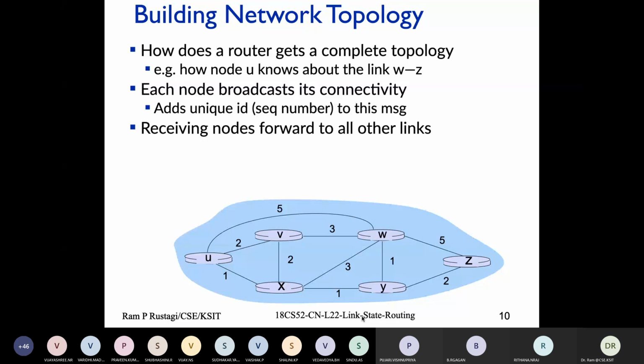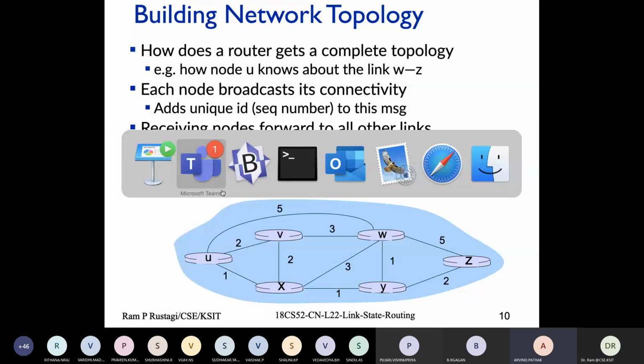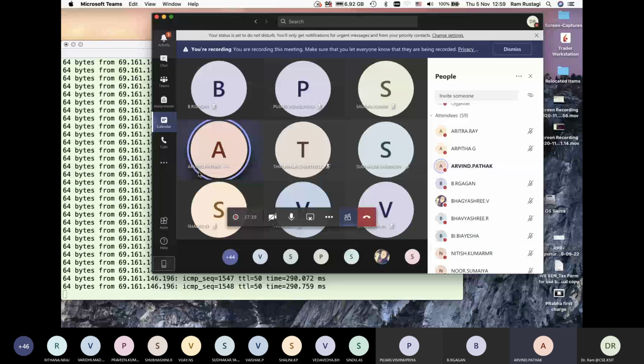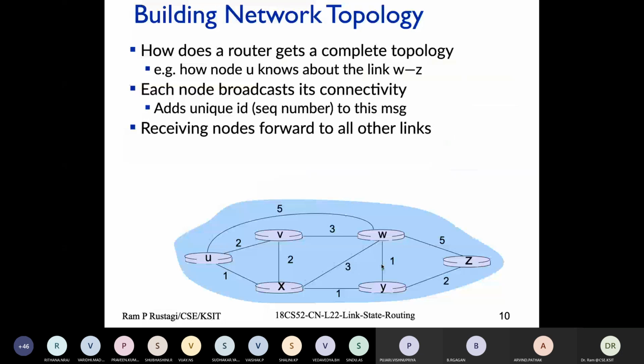Two. Can you explain why two? Your voice is not clear. One from X and one from W. Will it not receive from Z also? Z also, sir. Yes, sir. It will receive from Z also.